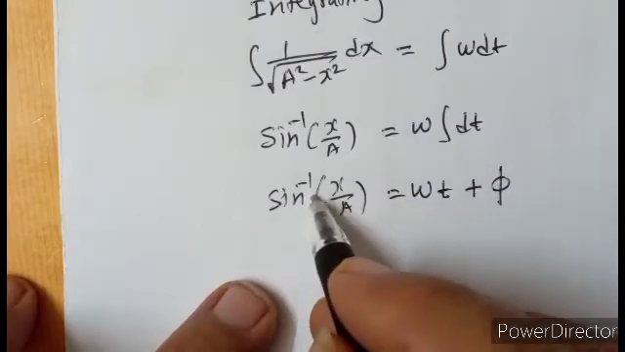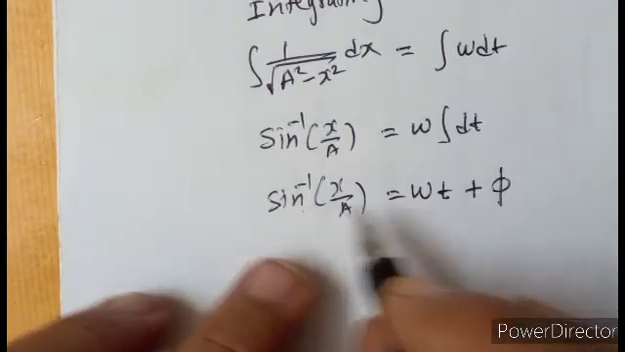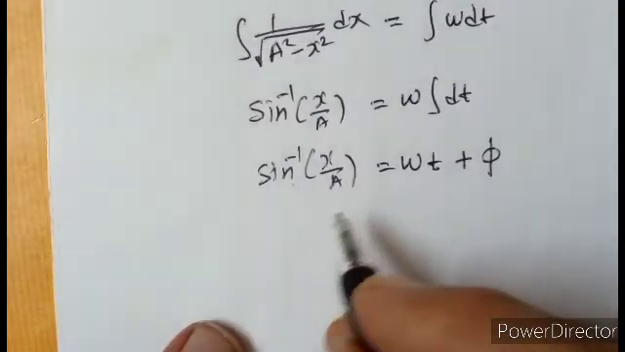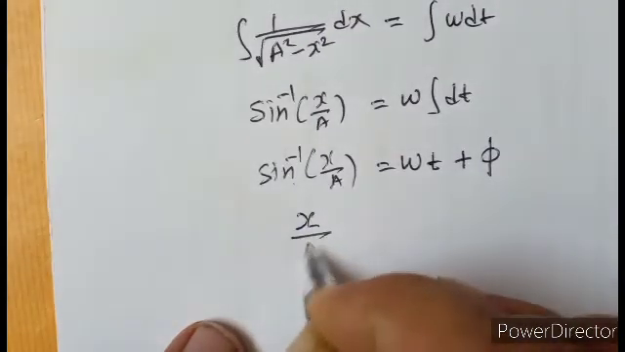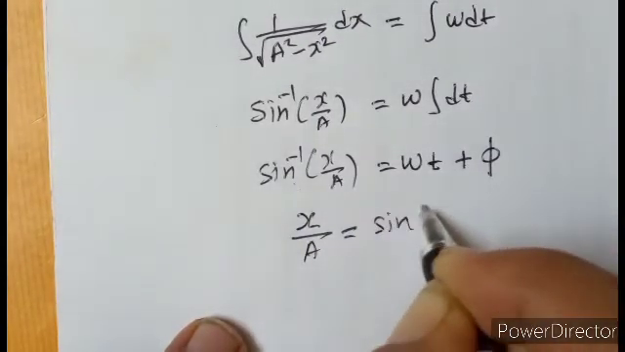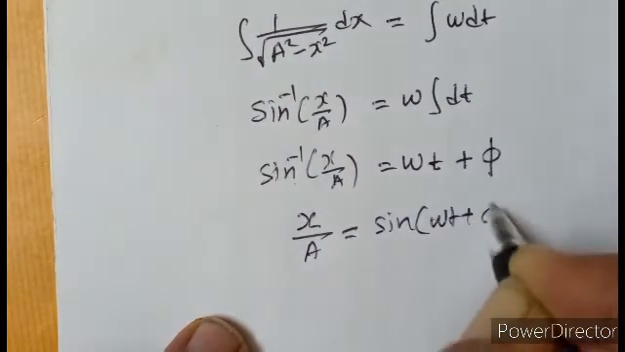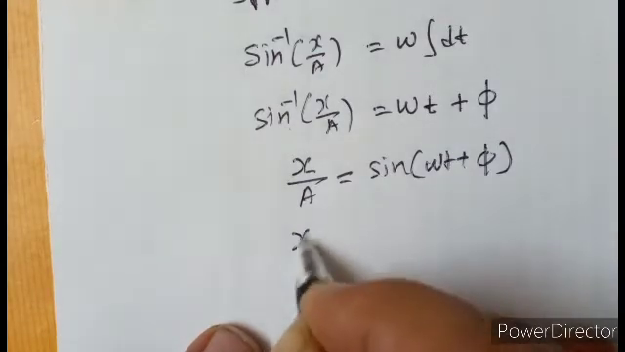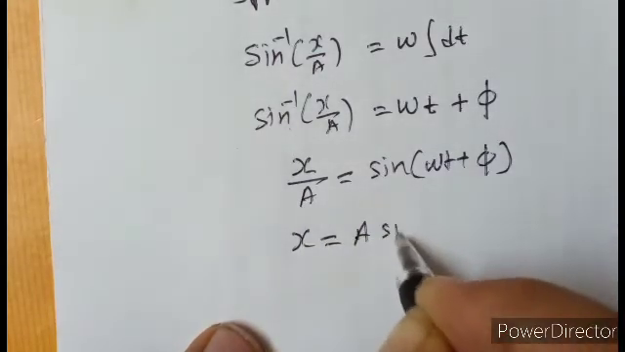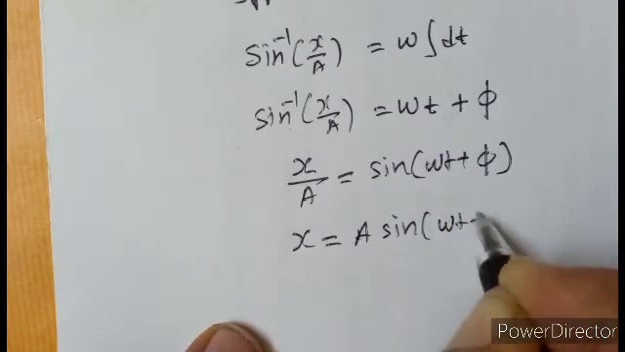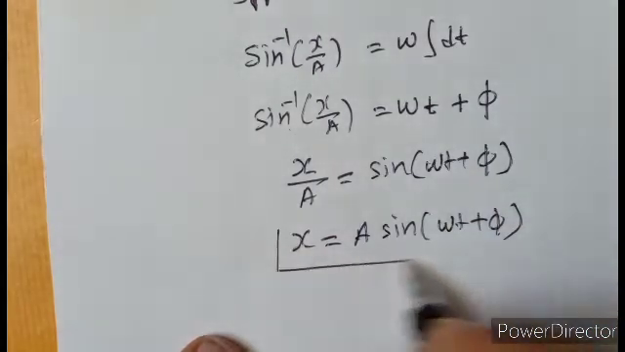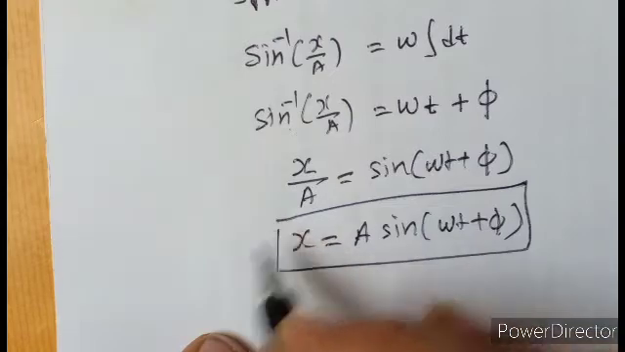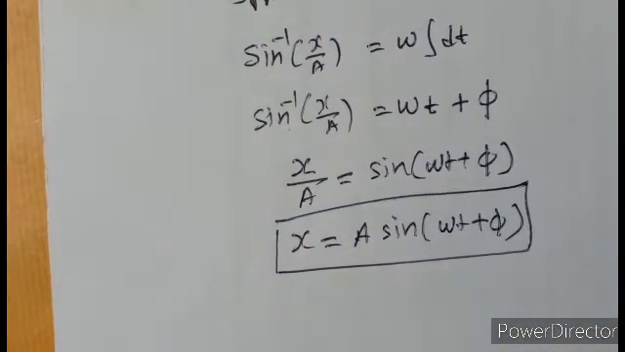To remove the inverse sign, we shift this sine term towards the RHS. Then we write x divided by a as sine of omega t plus phi. Shift a to the RHS. So x is equal to a sine of omega t plus phi. It gives you the equation of displacement of a particle performing linear SHM.